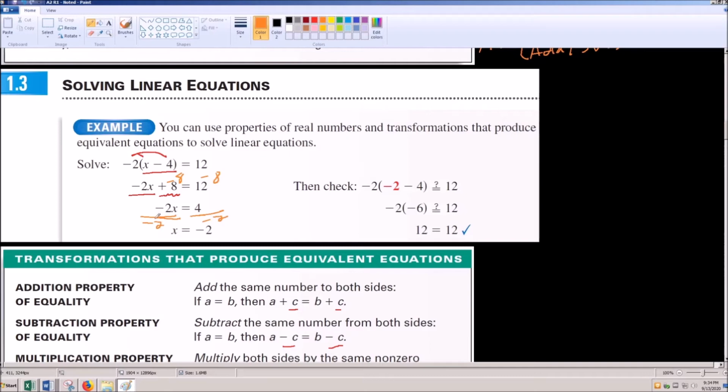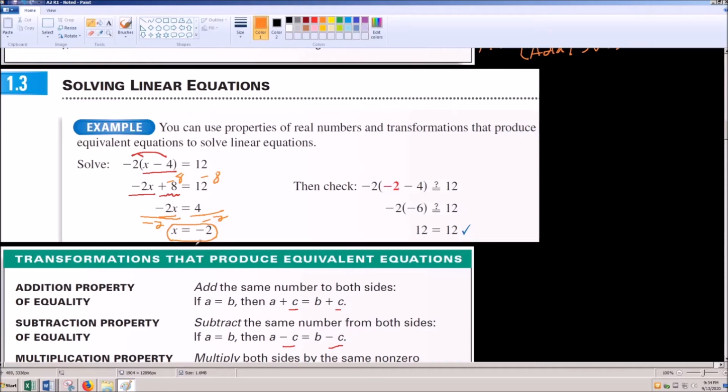Keep in mind that if you have some number of x's, the only way to get the x by itself is to multiply or divide. If I had 1/2 x, I would have multiplied by 2, just as an example. So here I'm going to divide by negative 2, divide by negative 2. I get my final answer here of x equals negative 2.